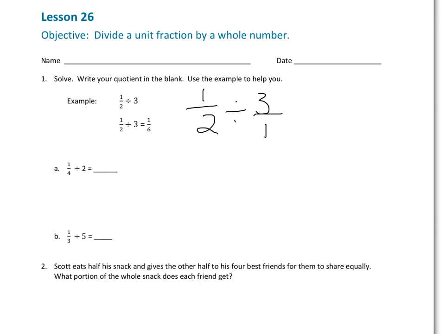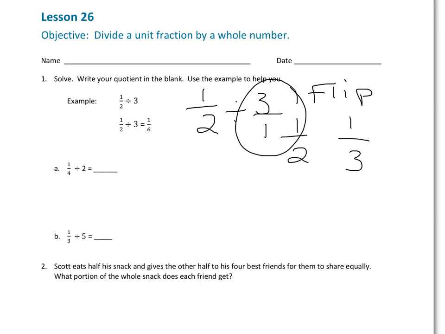The interesting part to this problem is it's set up as a division problem, but you don't actually divide it all to find your answer. What you do is you take this second number here, the 3 over 1, and you flip it. So really it becomes 1/3. Now you have 1/2 and you actually multiply it. 1/2 times 1/3 equals 1/6.